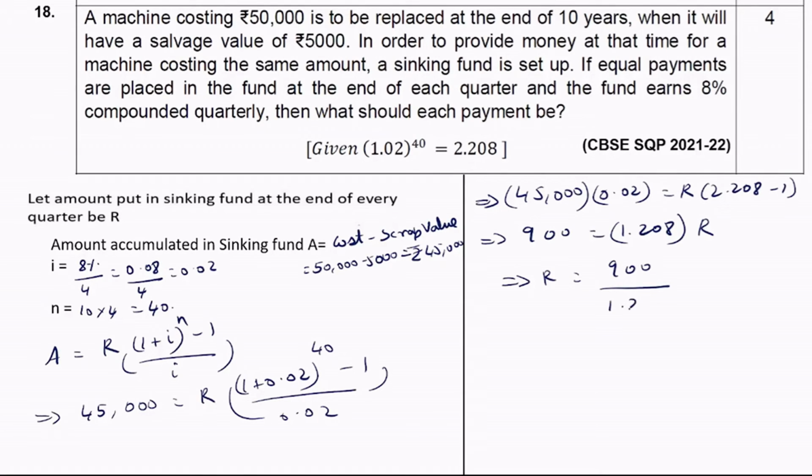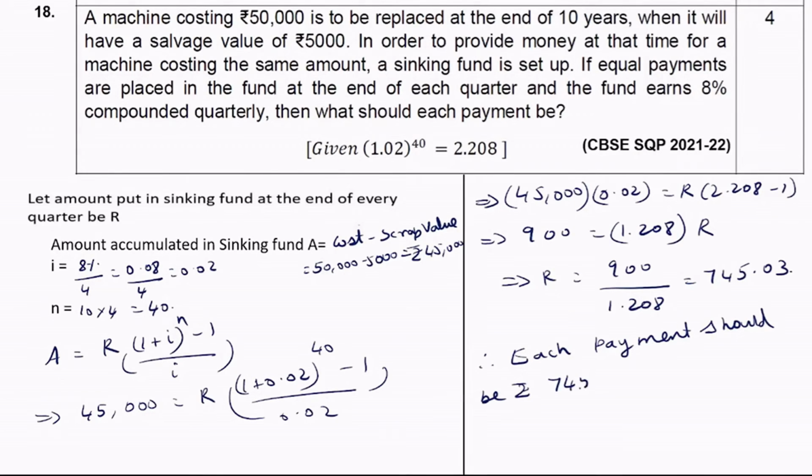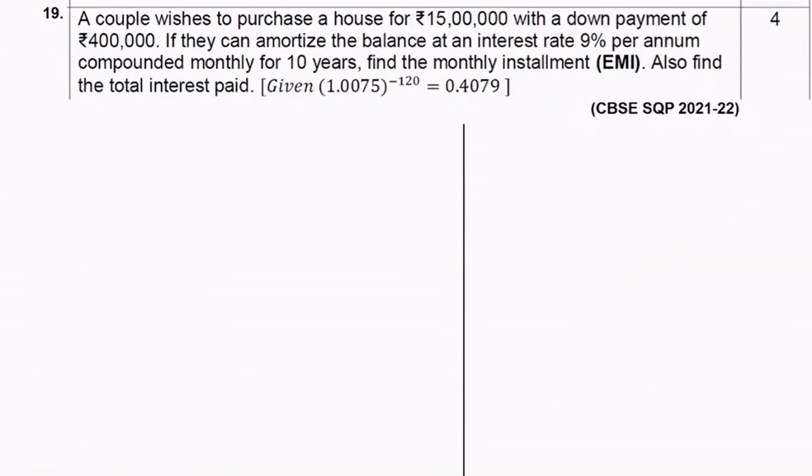Or R is equal to 900 upon 1.208. It is 745.03. Therefore, each payment should be rupees 745.03. So this is the amount that should be set aside at the end of each quarter.